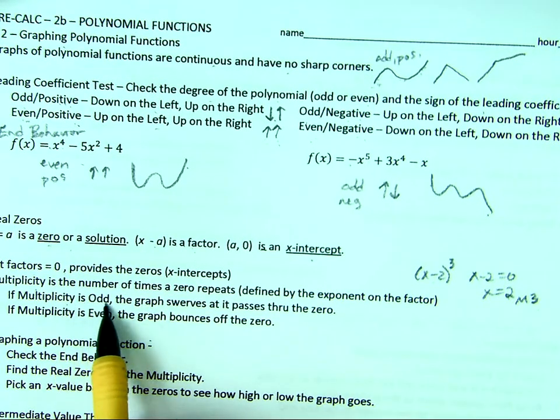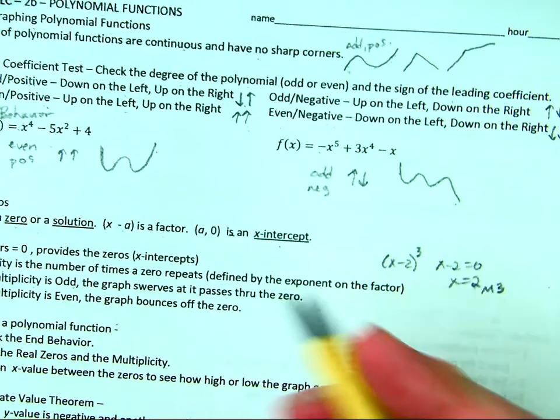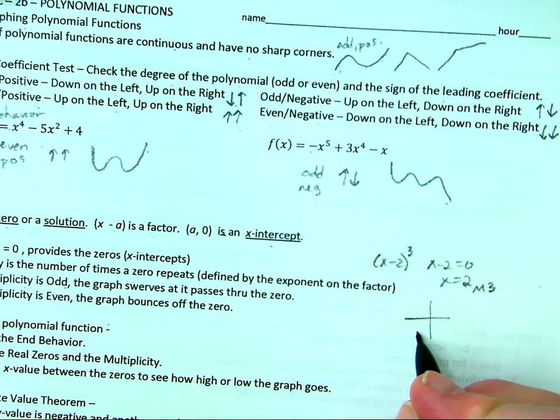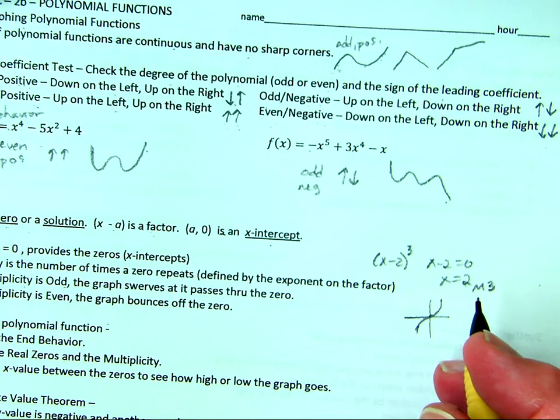If the multiplicity is odd, the graph swerves as it passes through the 0. Think about an x cubed graph. Remember how it comes up, and when it's at 0, it kind of swerves through there? That's what I mean by it swerves. So anytime it's odd, it swerves as it passes through.